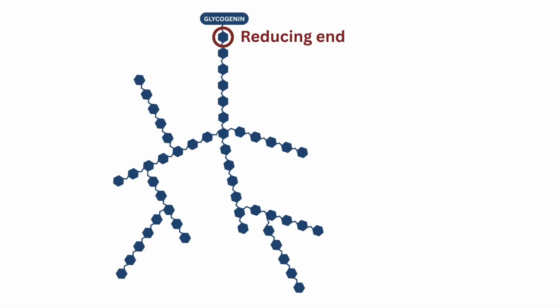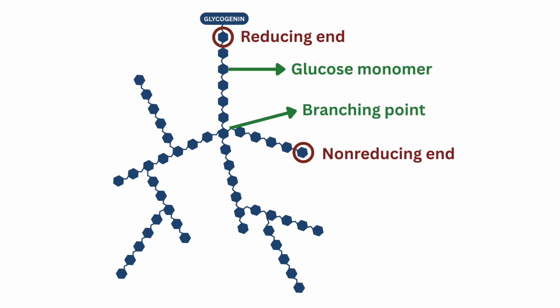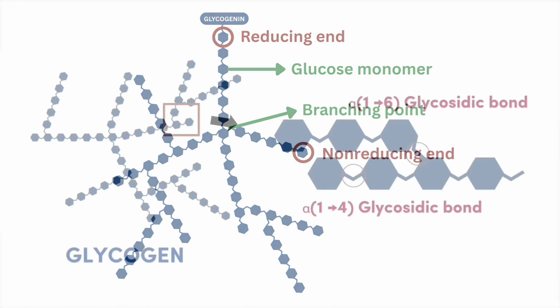The structure also has a reducing end that is typically attached to the glycogenin, and a non-reducing end, the sites where enzymes can quickly add or remove glucose units. Lastly, the glycogen structure also has glucose monomers and branch points.